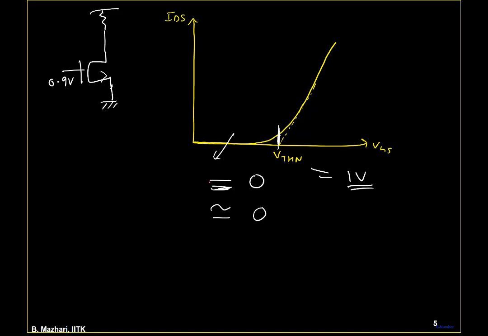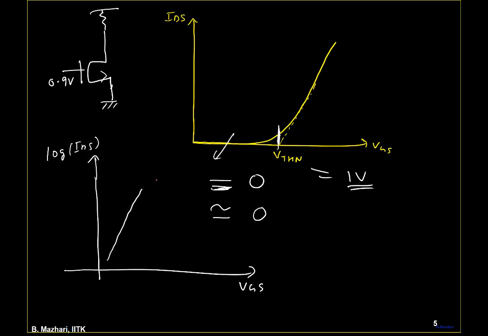Well, the same graph, if I were to plot on a log axis, same VGS, but note that I'm plotting on a semi-log scale here. So this is log of IDS. Log of IDS, you would see a graph like this. You would see a graph like that. And somewhere here is where you would see VTHN, the threshold voltage. That's what you would see if you plot it on a log scale.